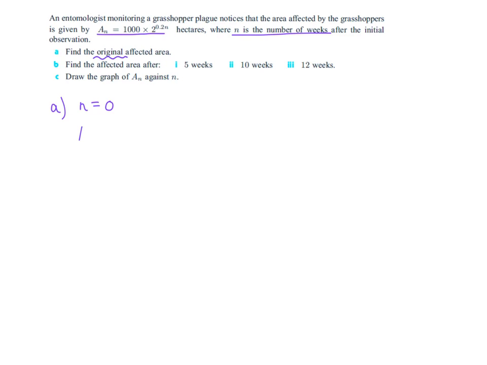So we have A_n is equal to 1,000 times 2 to the 0 power. But we know any number to the 0 power is equal to 1, so the final answer is just 1,000. So we started with 1,000 hectares that are affected by the grasshoppers. B, find the affected area after 5 weeks, 10 weeks, and 12 weeks. So here, when it's equal to 5 weeks, n is equal to 5.